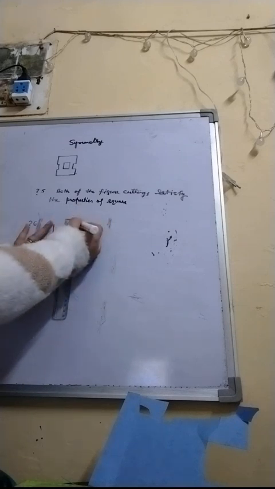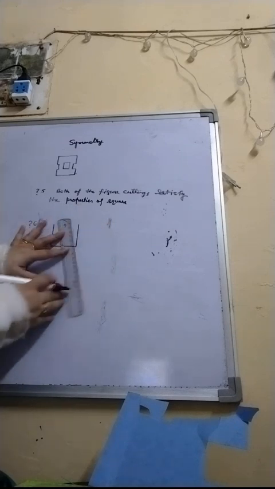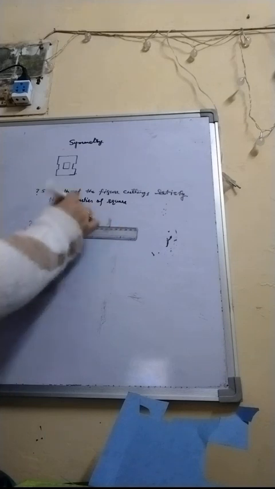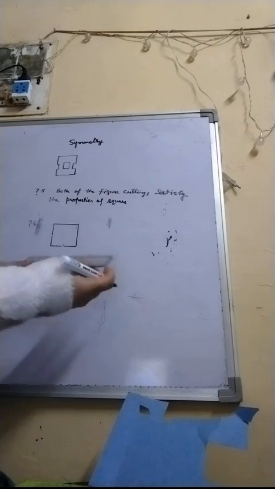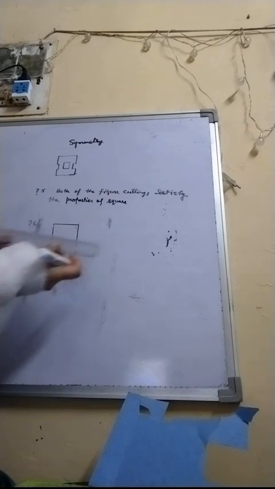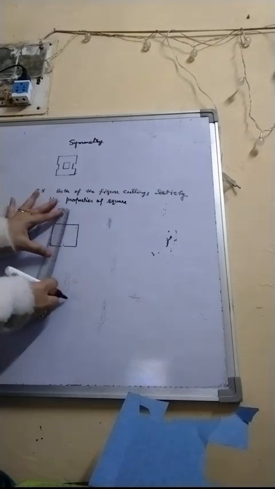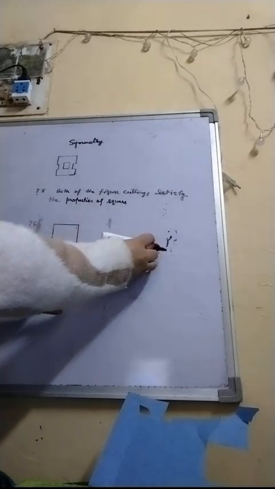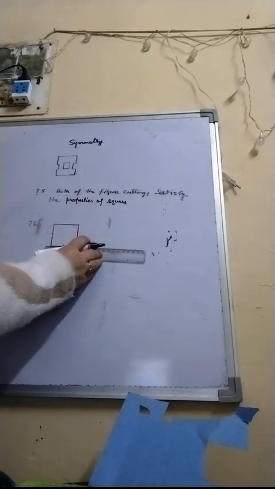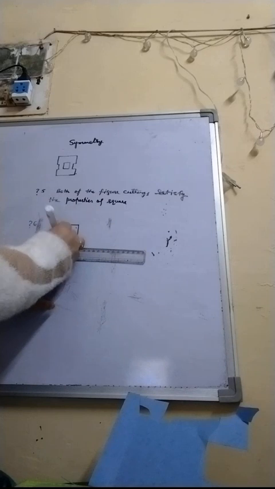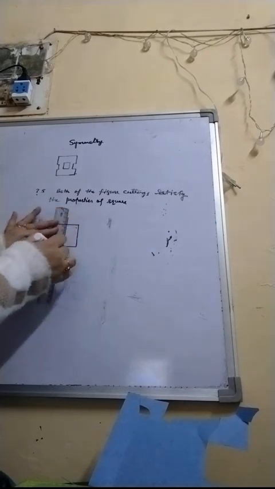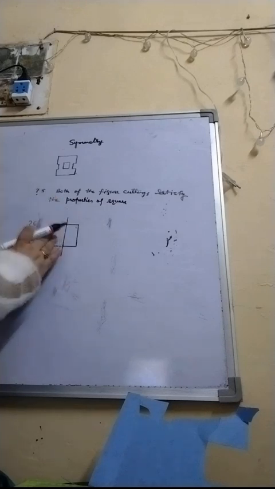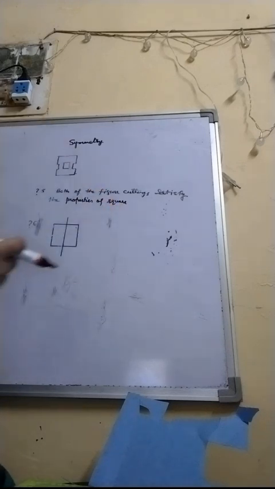Just to remind you what was the line of symmetry for a square. See here, now 5 centimeters. So the first line of symmetry would be when you fold it vertically. So the first line of symmetry is this. One part totally overlaps the other part.